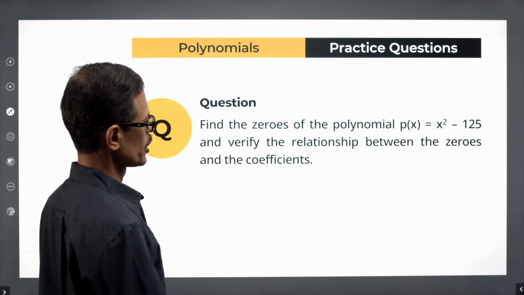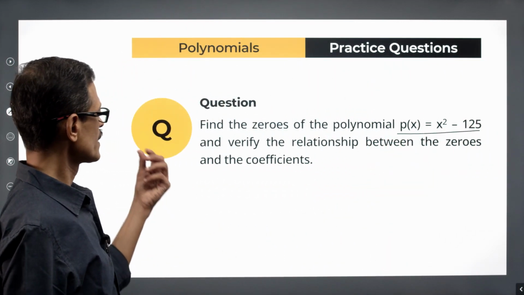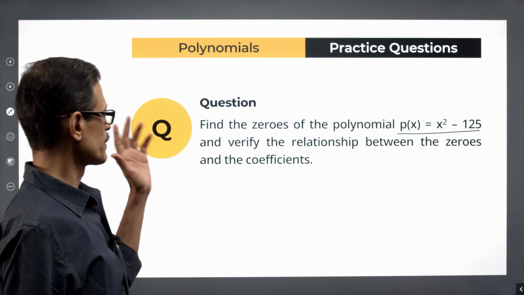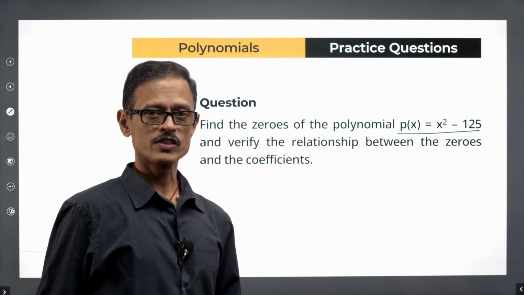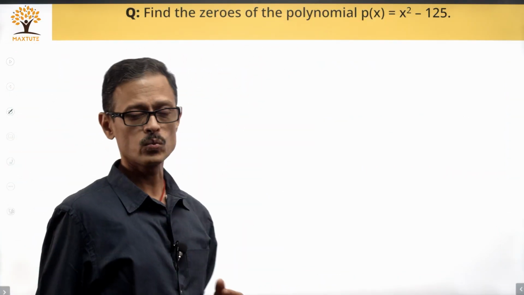Find the zeros of the polynomial p of x equals x square minus 125 and verify the relationship between the zeros and the coefficients of this polynomial. Let's start by factorizing the given polynomial. It's x square minus 125.